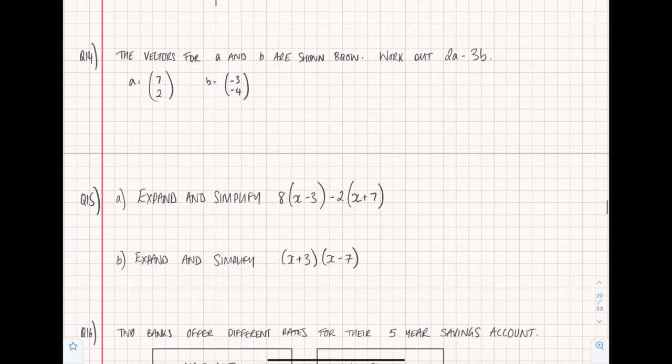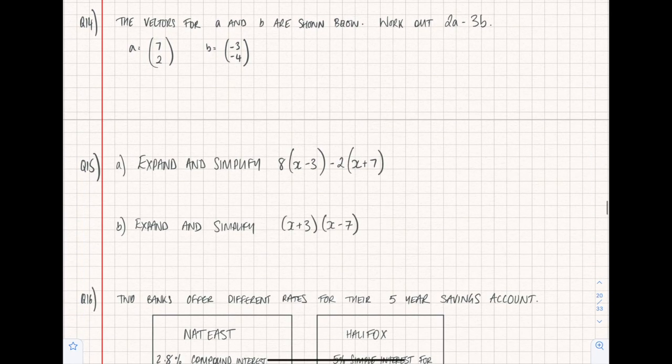Okay, question 14. What we're looking at is vectors. It tells me the vectors for A and B are shown below. So A is equal to 7, 2. What that basically means is if I was to pick a point, I go 7 right and 2 up. If it was a minus 7, it'd be left. If it was a minus 2, it'd be down. So that's saying I go 1, 2, 3, 4, 5, 6, 7, then 1, 2. And that would be my final point. I draw a line between the two, join them up. That's what A would be.